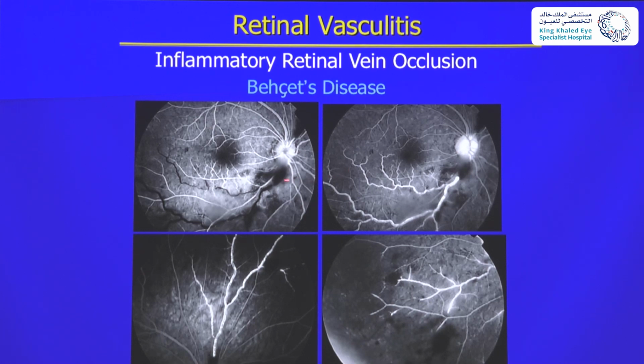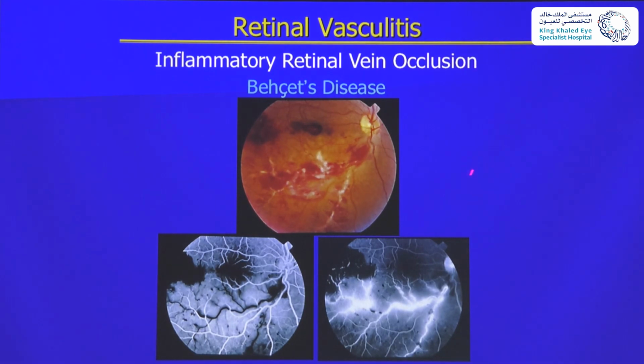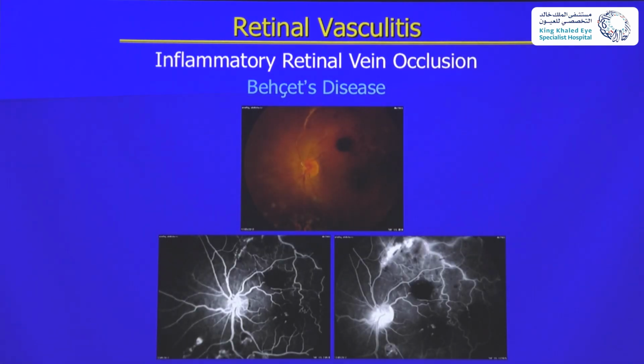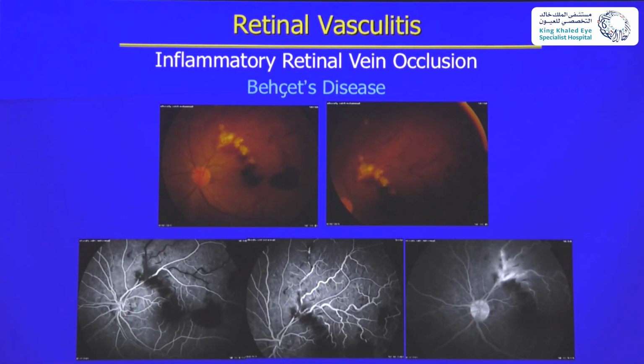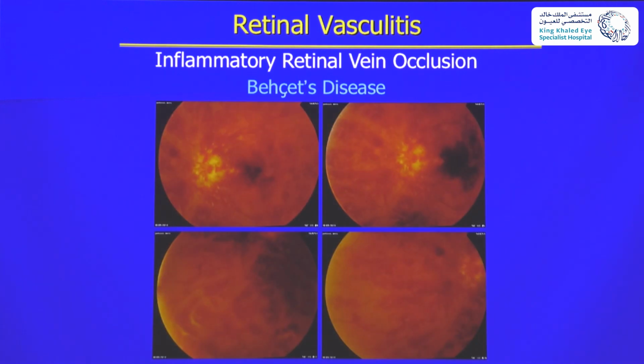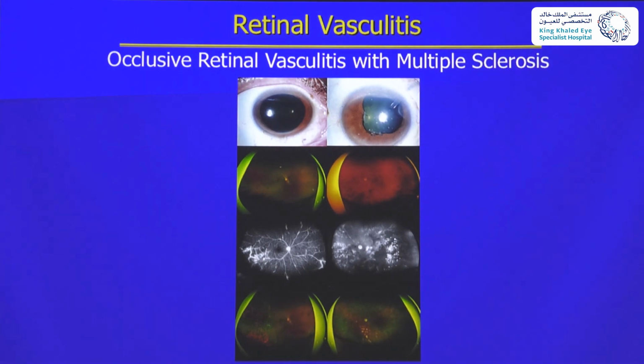There is delayed filling of the inferotemporal circulation, like in this patient. This is a patient who had collaterals temporal to the macula. All these patients had Behçet disease. This is a patient who had central retinal vein occlusion, and it was inflammatory because there is vascular sheathing. And the patient responded nicely to anti-TNF-alpha agent.